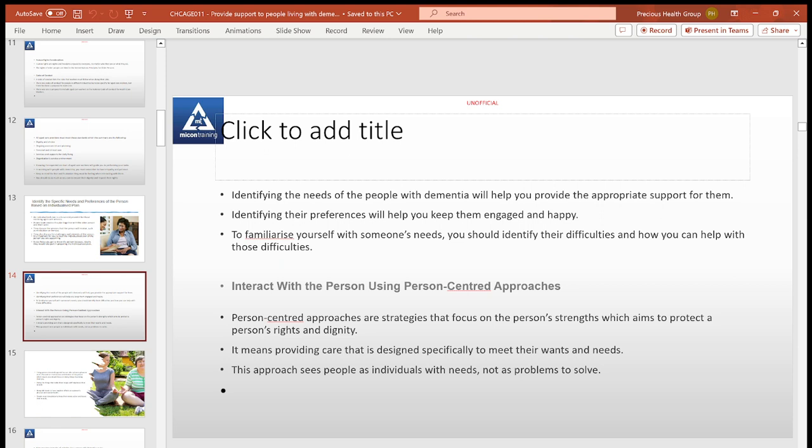Interact with the person using a person-centered approach. Person-centered approach is strategies that focus on the person's strengths, which aim to protect the person's rights and dignity. It means providing care that is designed specifically to meet their wants and their needs. This approach sees people as individuals with needs and not a problem to solve. So person-centered approach is seeing that particular individual and not the disease.